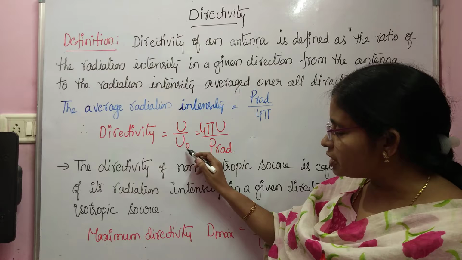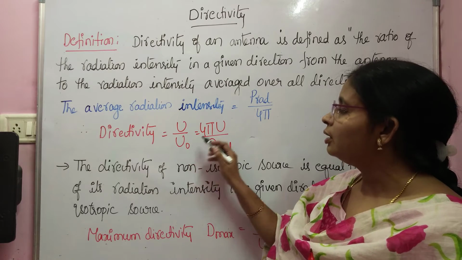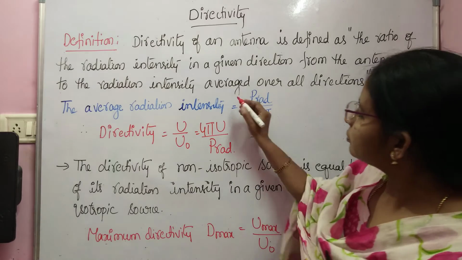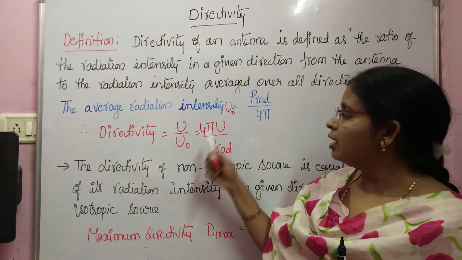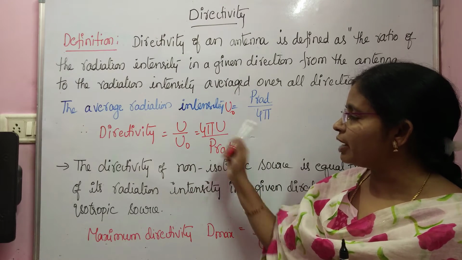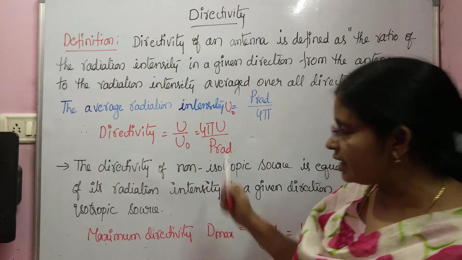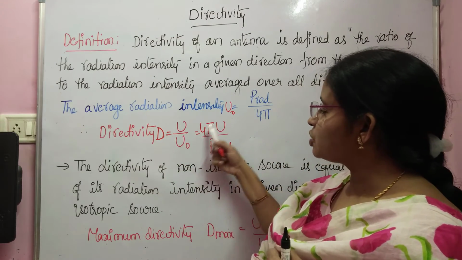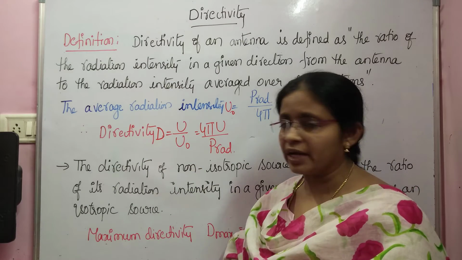So if you substitute P radiated by 4 pi in the place of U naught, the average radiation intensity, then you get directivity D equals U by U naught, that is 4 pi U by P radiated. So this is the definition of directivity.